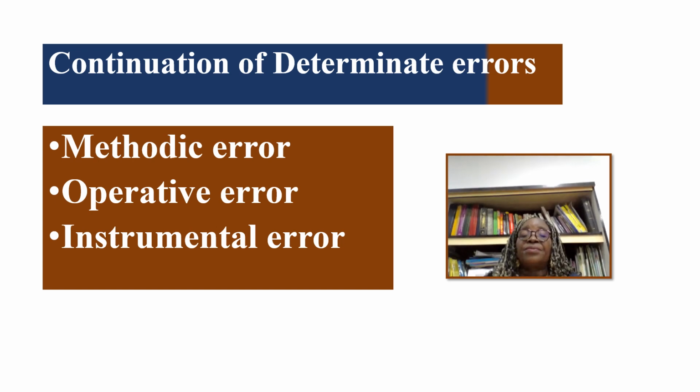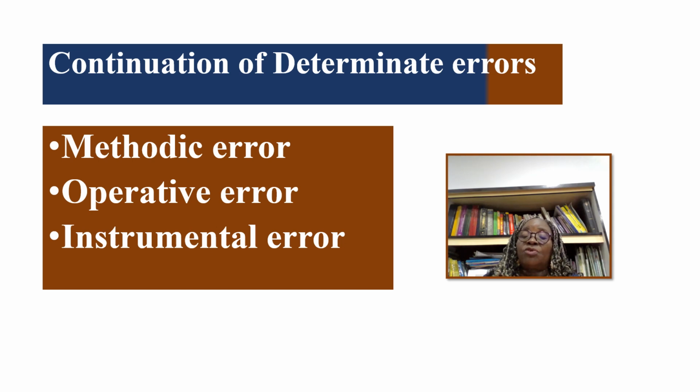Operative error, the second one. It is caused by the operator, that is you, the researcher, due to faulty judgments. If you used to add extra 0.2 mL in a titration before you get to your endpoint, you have added extra. Some of us are color blinded. You find out that you have introduced a positive error of 0.2 into your analysis. So it shows the need for carefulness.